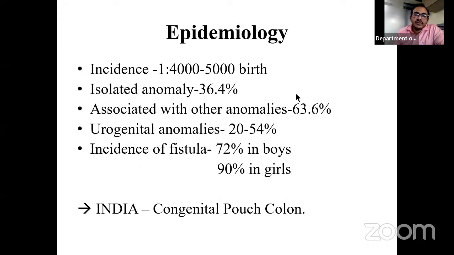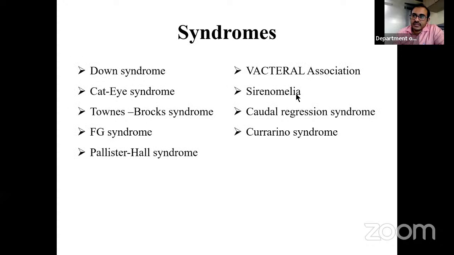Now, epidemiology. So, incidence is 1 in 4,000 to 5,000 births. It is an isolated anomaly in 36% of the patients. However, associated anomalies are seen in 63.6% of patients. Urogenital anomalies are the commonly associated anomalies, seen in 20 to 54% of these patients. Incidence of fistula is 72% in boys and 90% in girls. In India, pouch colon is a type which is exclusively seen, especially in North India, but it is seen everywhere in India.